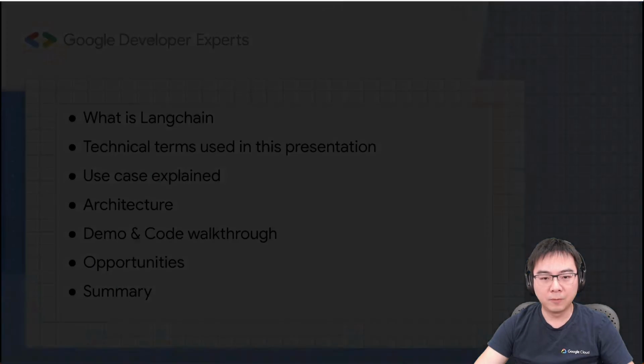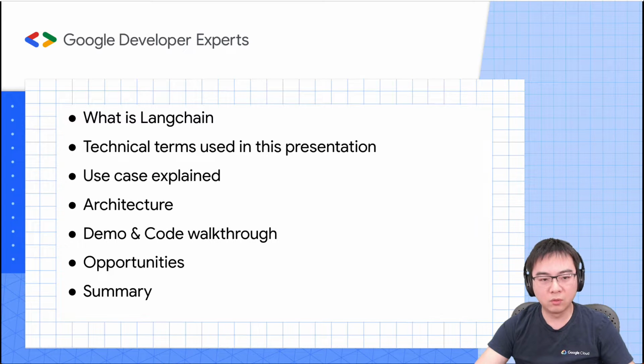So, the content for today: I'll cover what Langchain is specifically, to start with, and some of the technical terms that I think are useful to explain and that are used throughout this presentation. The use case I had in mind, which I've also implemented. I want to explain why I am doing this, with the detailed architecture of what's actually involved to build it. As usual, I'll do a demo, a code walkthrough, and also talk about opportunities and the pros and cons of using Langchain with BigQuery Vector search.